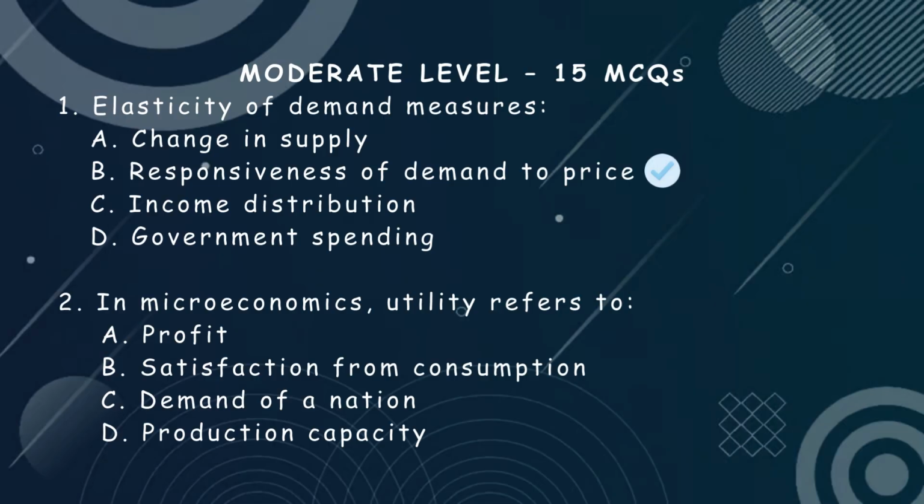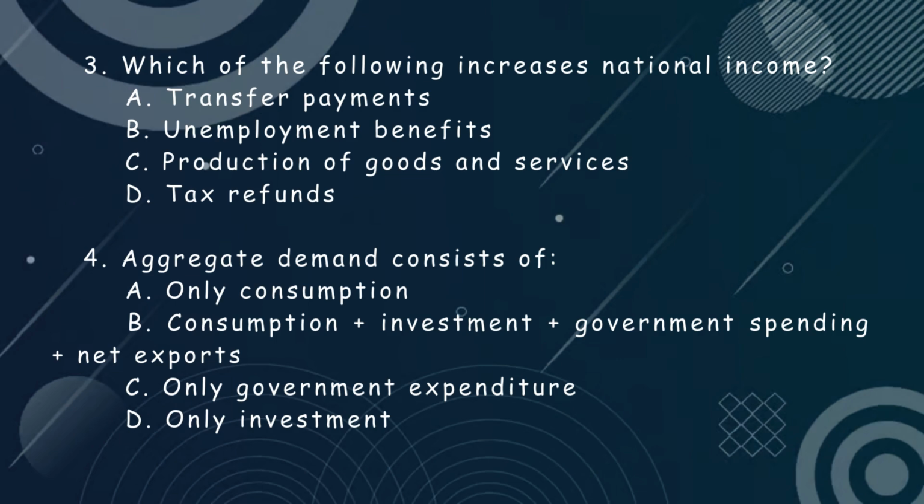Question number 2. In microeconomics, utility refers to: A. Profit. B. Satisfaction from consumption. C. Demand of a nation. D. Production capacity. Answer: B. Satisfaction from consumption.